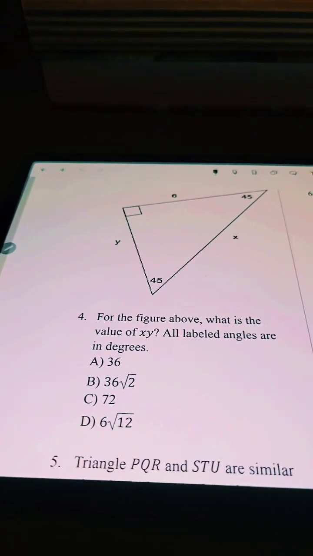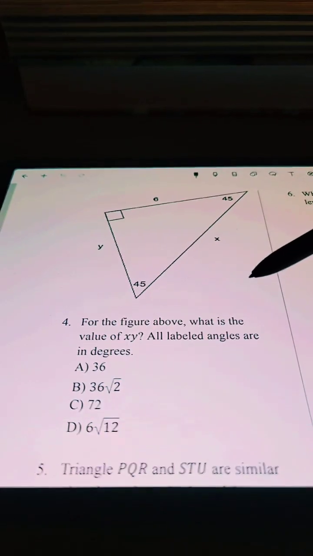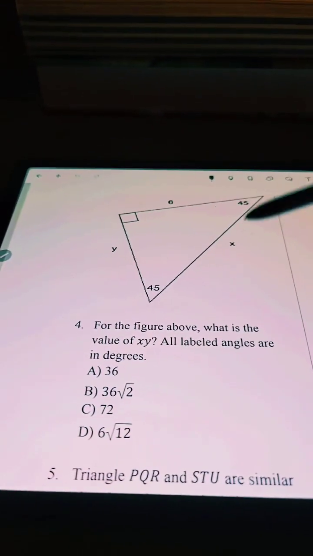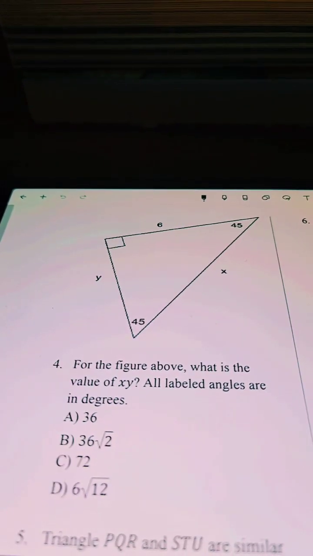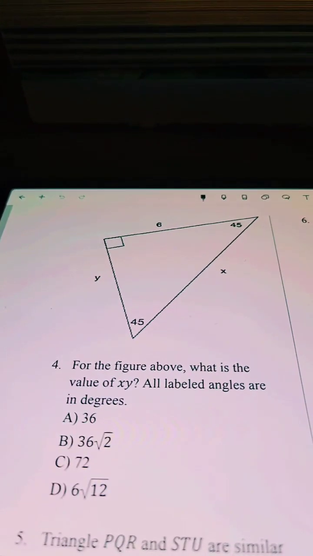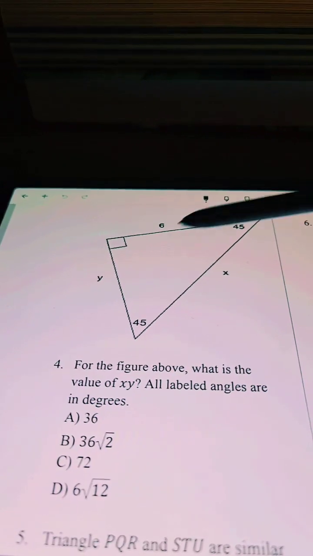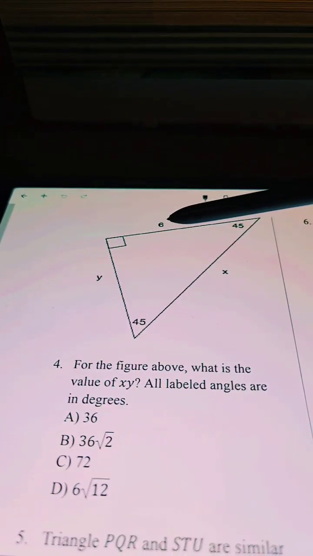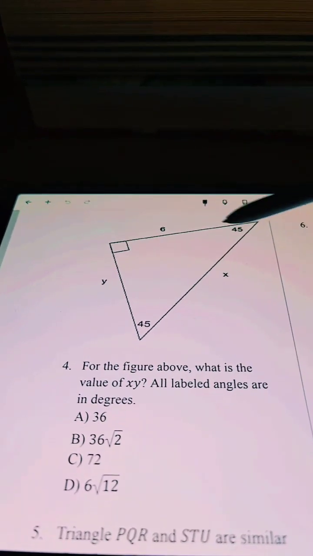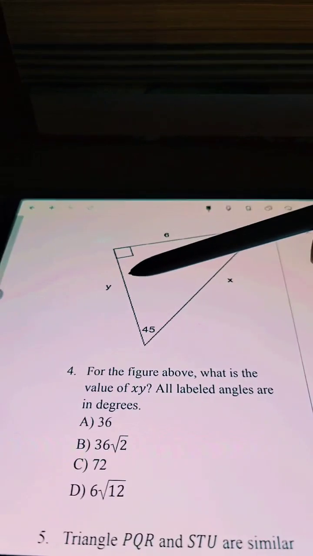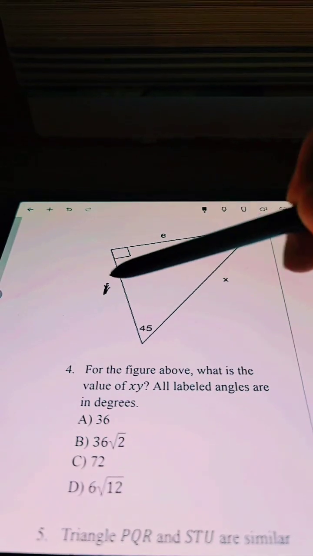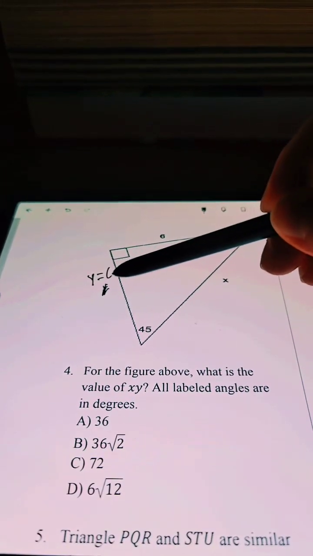So let's go to number 4. For the figure above, what is the value of XY? Okay. I have a 45, 45, 90 triangle, meaning, in other words, I have an isosceles right triangle. So this side has to equal this side because they're both across from equal angles. Like 45 matches up with this side, 45 matches up with that side. So the side lengths have to be equal. So I know that Y is equal to 6.